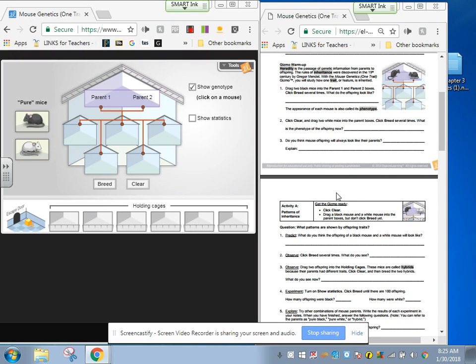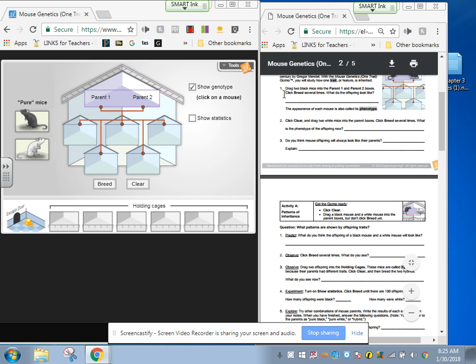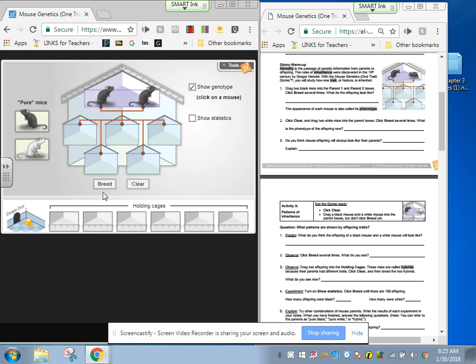Okay, so we're going to go over part A, and I want you to have your paper out so that you can be checking it. For number one, we had to drag two black mice to these parent places over here, and then we had to say what the offspring looked like. So I dragged two of those, I click breed. These are the offspring, the babies. And so I would just say what they look like.